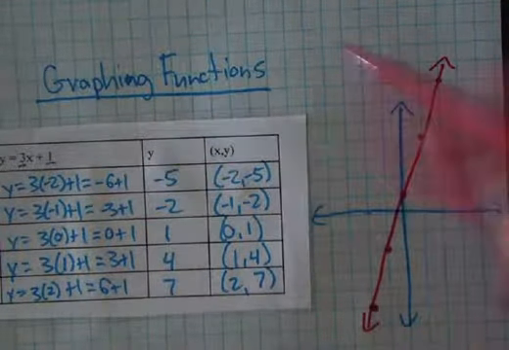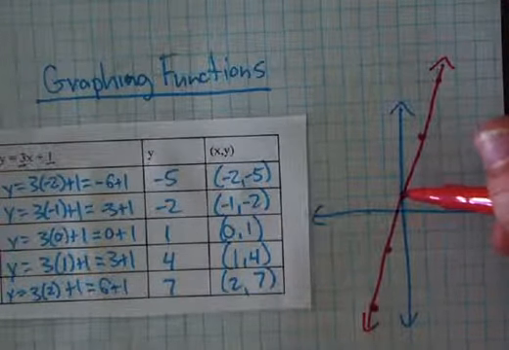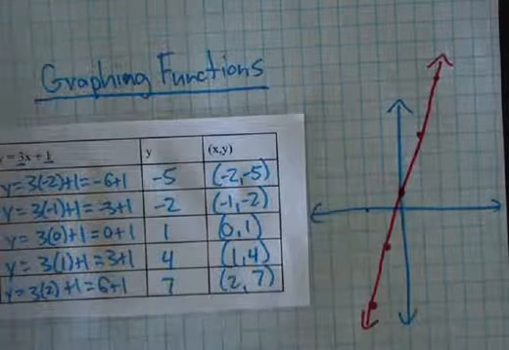Then this 1 shifts it up 1. So instead of going through 0, 0, it shifted up 1. This is the y-intercept. We're going to learn all about that next unit. Okay. Next up, let's look at this one.